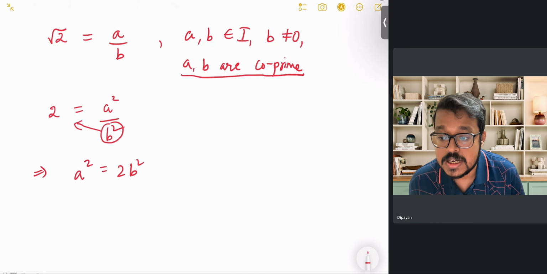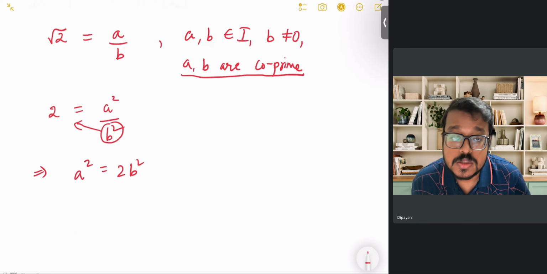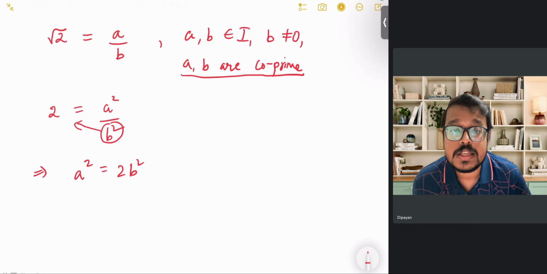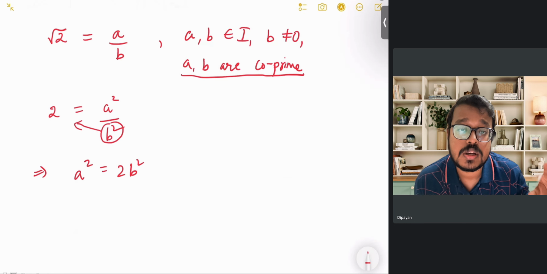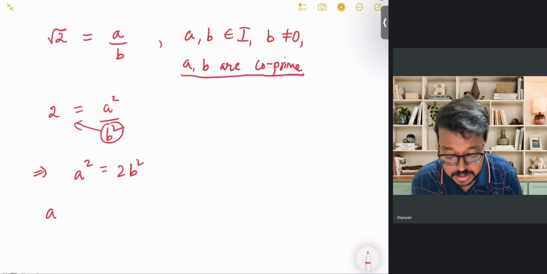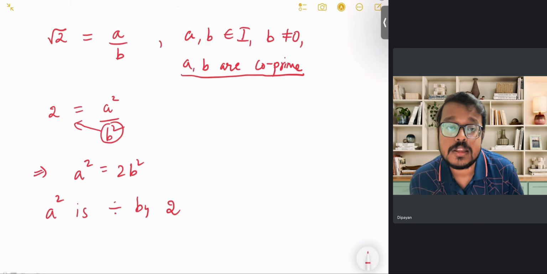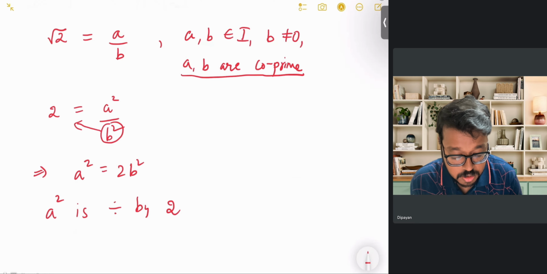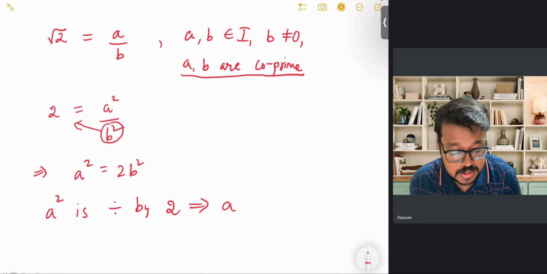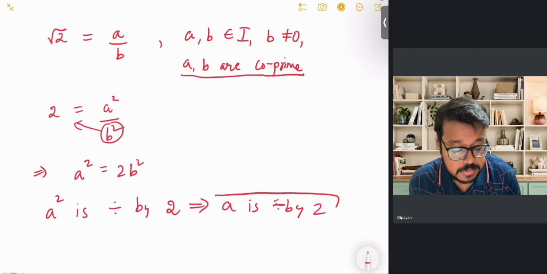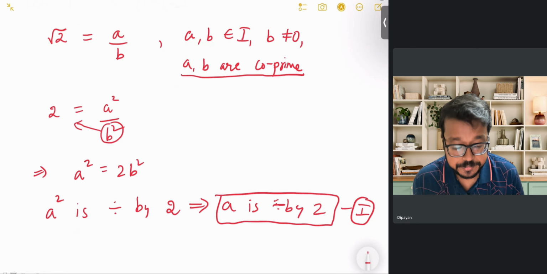Now the moment I write a squared equal to 2b squared, that means a squared is a number which is 2 times something else. So definitely a squared is divisible by 2. And in the previous video we saw that this always means that a is divisible by 2. So this is statement number 1, that the number a is divisible by 2.